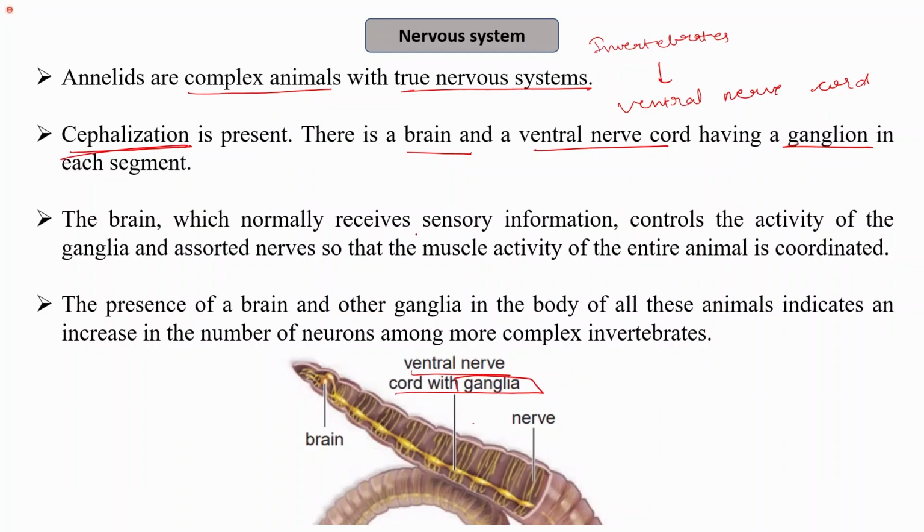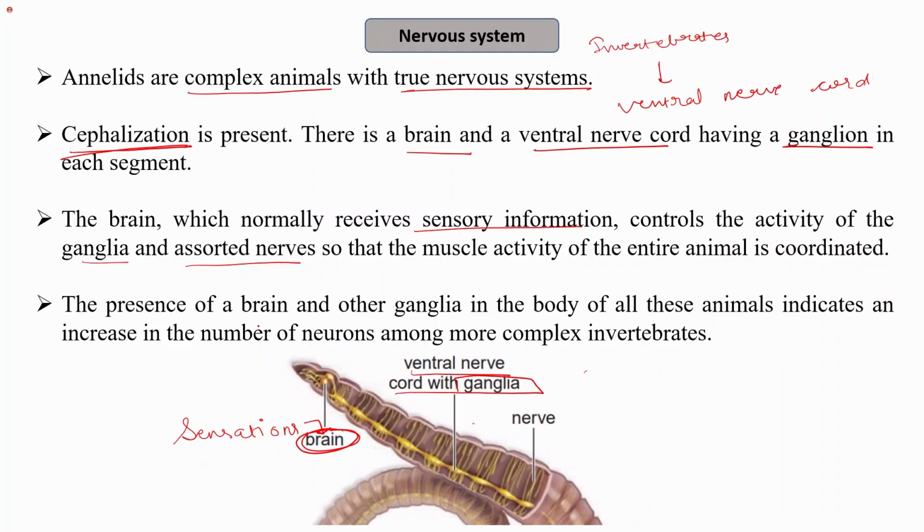The brain, which normally receives sensory information, controls the activity of ganglia and associated nerves so that the muscle activity of the entire animal is coordinated. So the brain acts as a sensory organ. It receives all the sensations from the surroundings, and accordingly it regulates the activity of the ganglia and associated nerves so that the entire muscle activity of the animal can be coordinated.